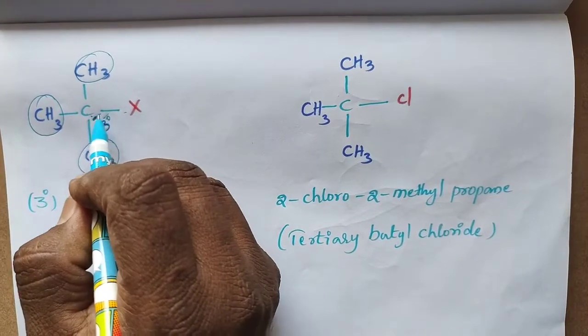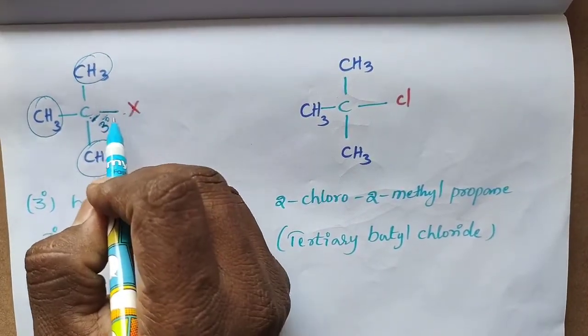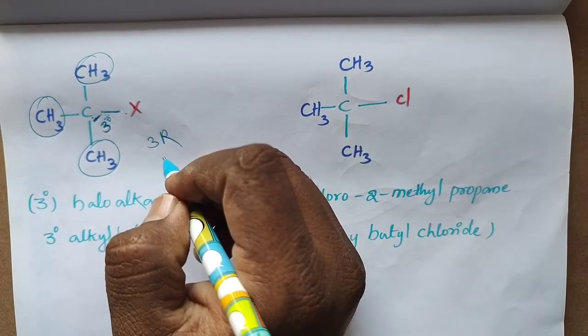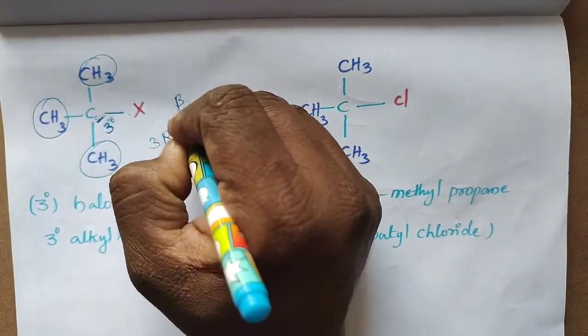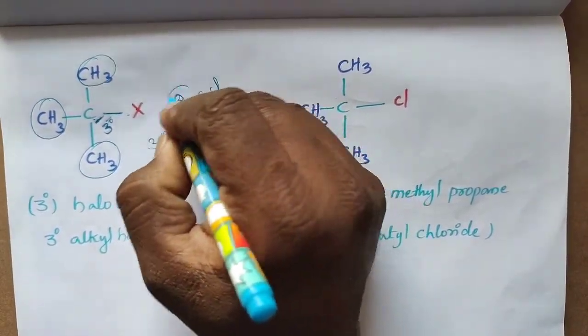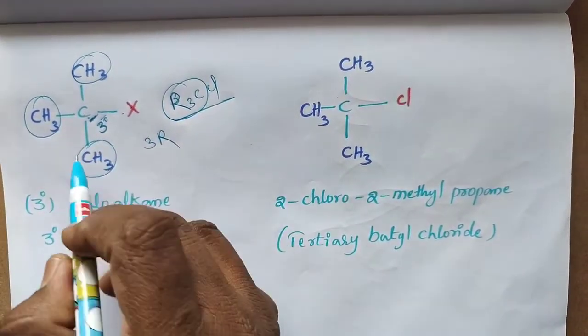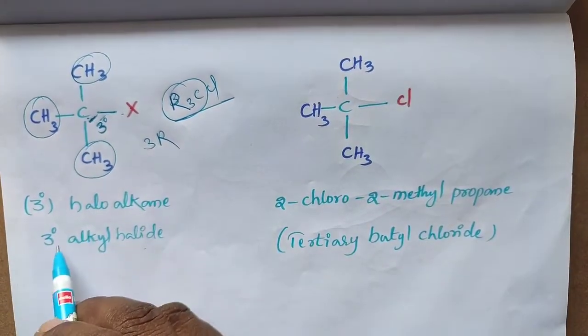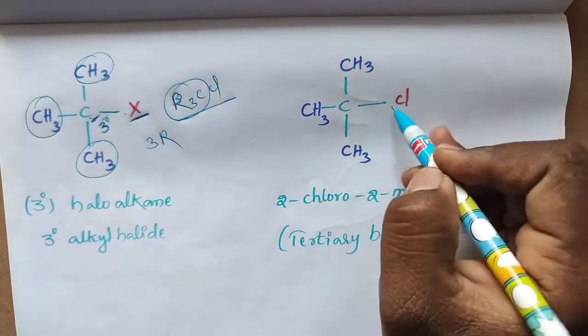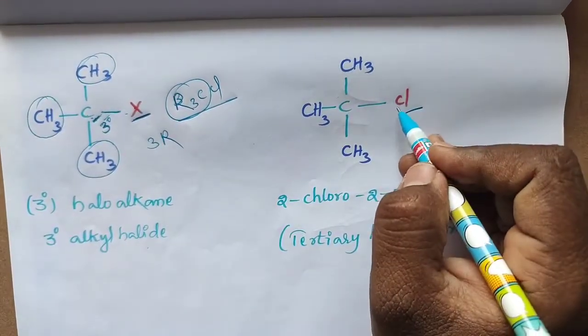Actually, carbon valence is 4. At one position the halogen is there, and the remaining 3 positions have 3 alkyl groups. So we take R3CCl. This is the tertiary position. So we take the tertiary haloalkane or tertiary alkyl halide. We take one example with a chlorine halogen: tertiary chloro.